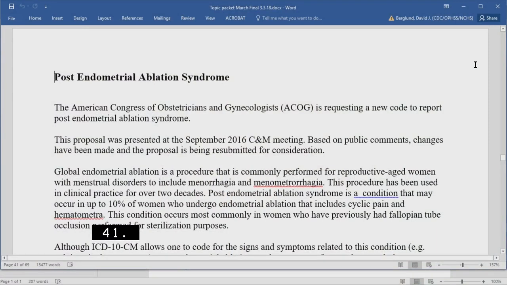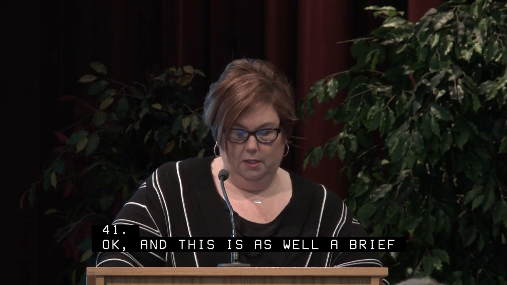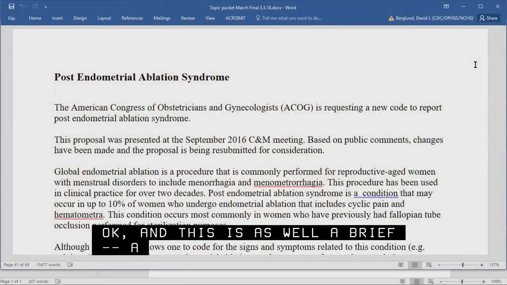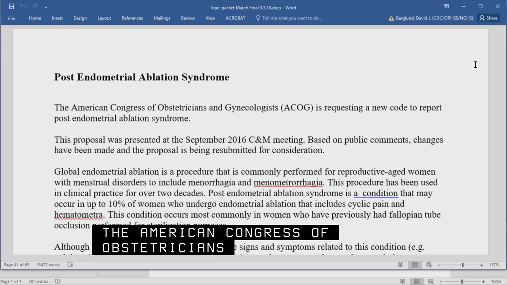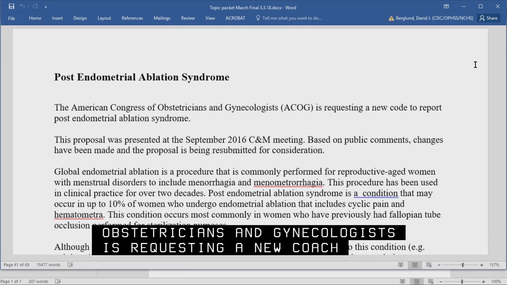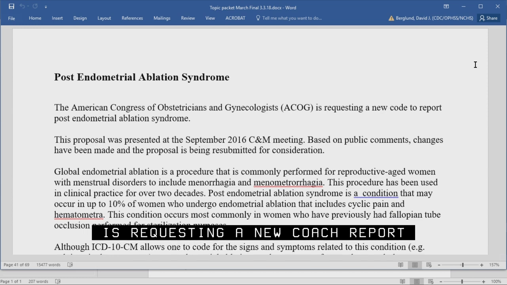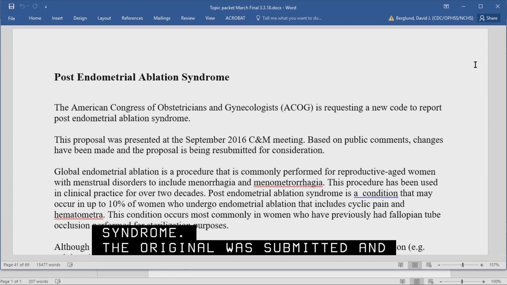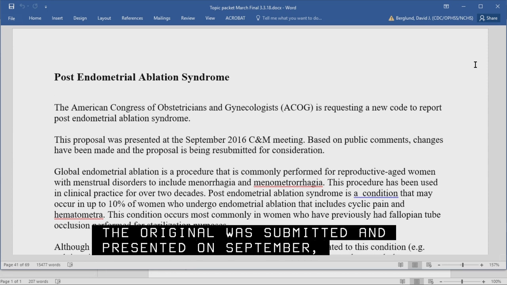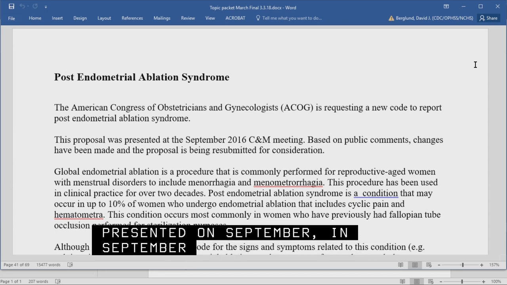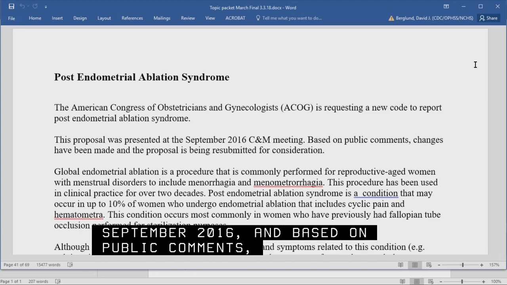And this is as well a re-presentation. The American Congress of Obstetricians and Gynecologists is requesting a new code to report post-endometrial ablation syndrome. The original proposal was presented in September 2016, and based on public comments, the proposal is being re-presented for consideration.